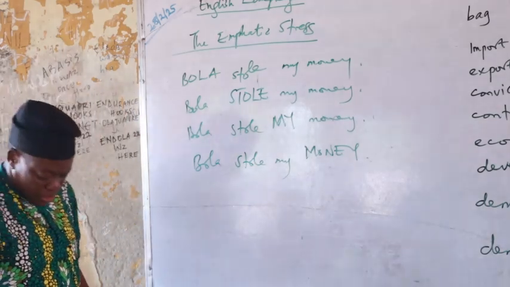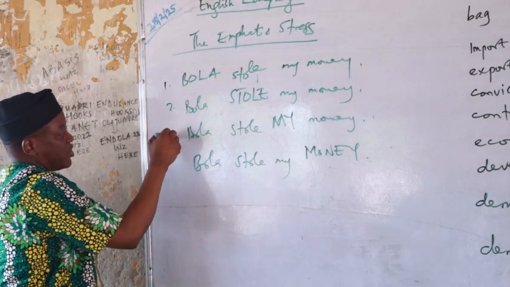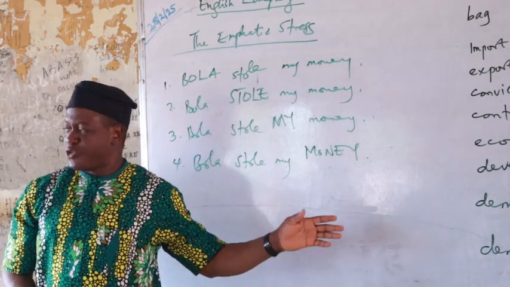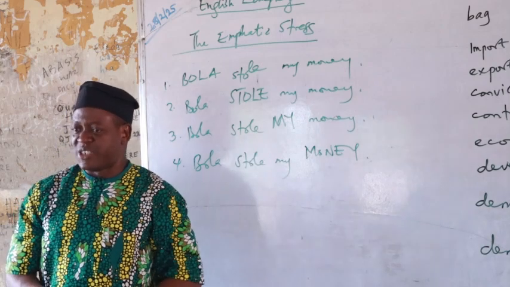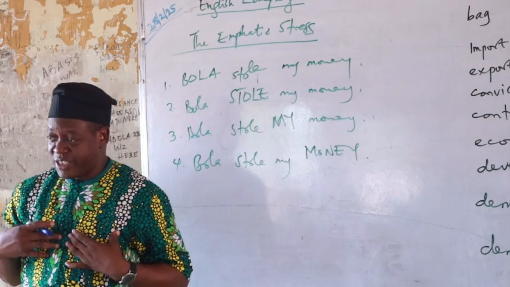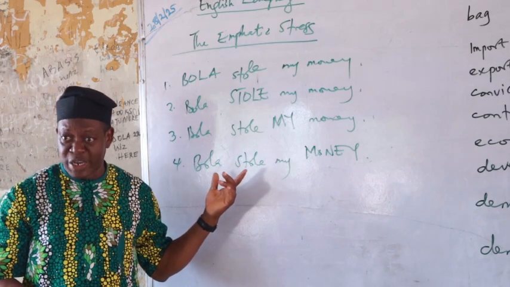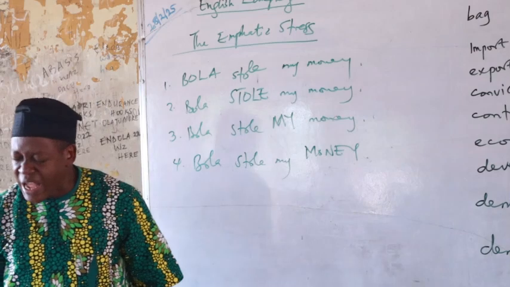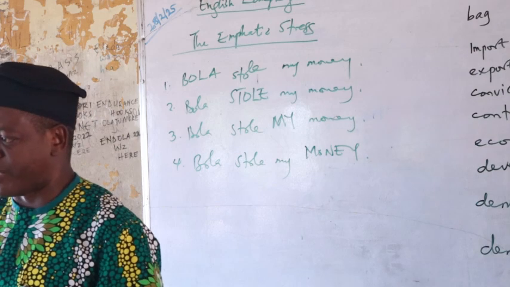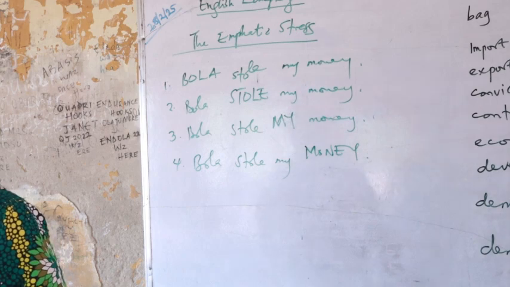Now, these are different individuals. This happens to all of them. I want to report this. The first person says, now, area of interest, area of concern, as you can see on the board, differ from one person to another. The first says, BOLA stole my money. Not Titi, not John, not Bolu. The emphasis is on who? That's why the word Bola is capitalized.